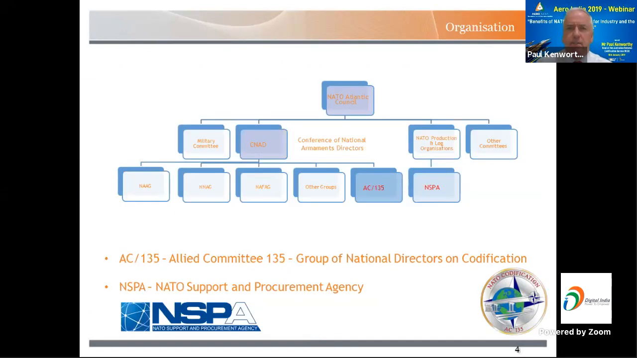As the Brigadier stated, the NATO codification system is governed by a NATO committee, AC135. It is made up of all the NCBs of the 62 participating nations, and that committee is AC135. It reports to CNAD, the Conference of National Armaments Directors. So it is basically the 2 or 3 star responsible for equipment in the armed forces, and CNAD reports to the North Atlantic Council, which is the political level at NATO.